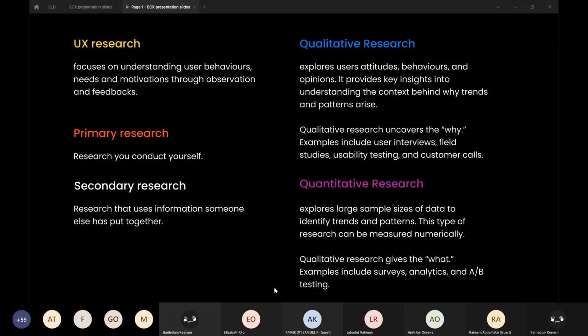So we have quantitative research, which explores large sample sizes of data to identify trends and patterns. When you need very large data, quantitative research is done. It is often based on surveys. When you carry out surveys on a large group of people using numerical answers, it focuses on how many and how much.